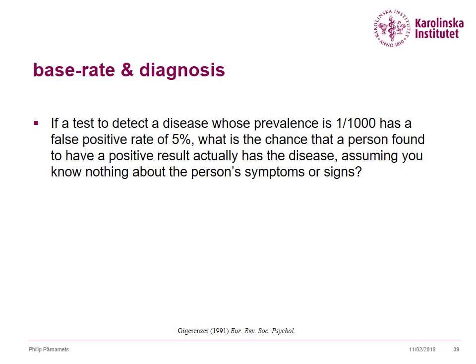So consider the following case. If a test to detect a disease whose prevalence is 1 in 1,000 has a false positive rate of 5%, what is the chance that a person found to have a positive result actually has the disease, assuming you know nothing about the person's symptoms or signs? If this was a classroom, I would ask you to take a few minutes to think about this, and then we would discuss your different answers. Now, just pause this, think about it for a few moments, and then write down your answer or your guess, and then continue the video.